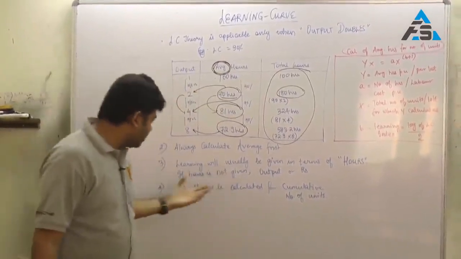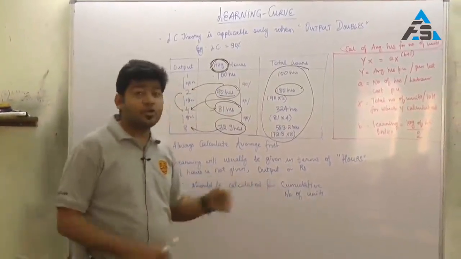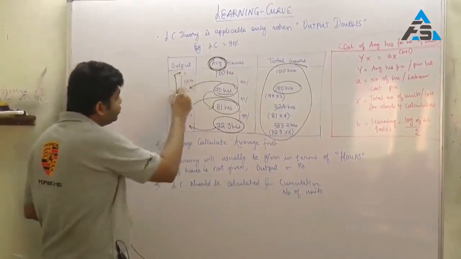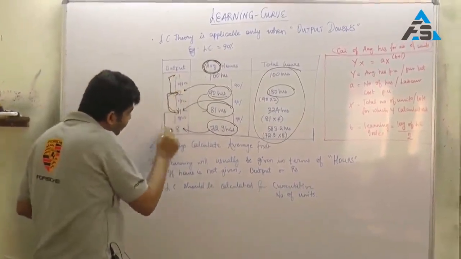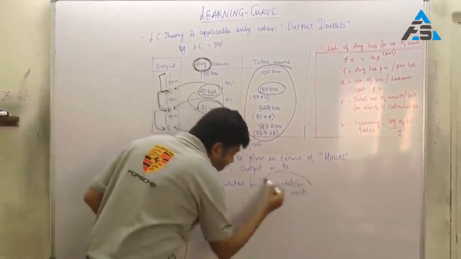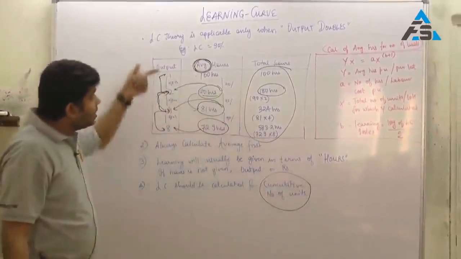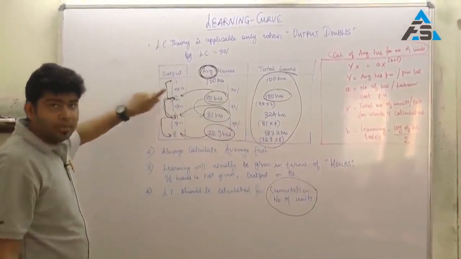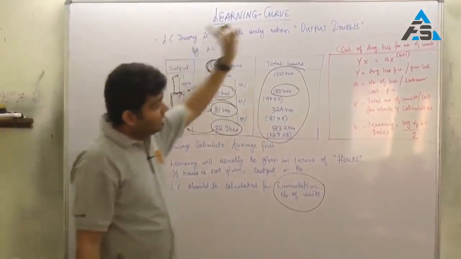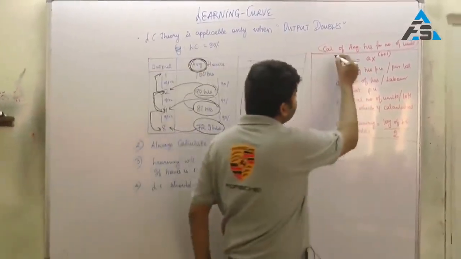Learning curve should be calculated for cumulative number of units. 1, 2, cumulative 4, cumulative 8. So always remember, for cumulative number of units. Now, what if the output is not doubling, but you have a learning curve? Then in that case, we will use this formula.